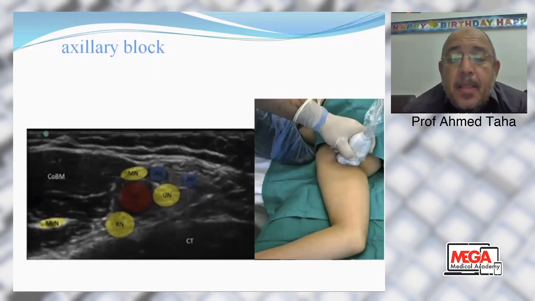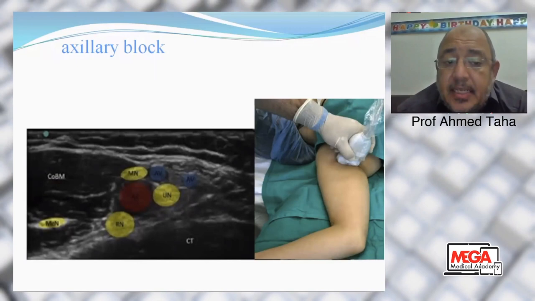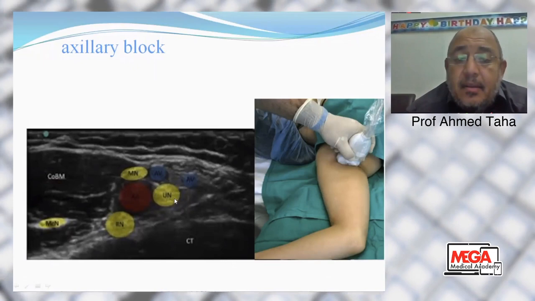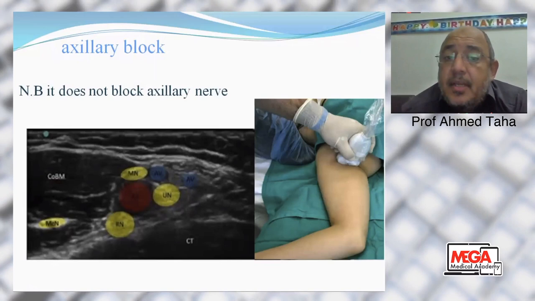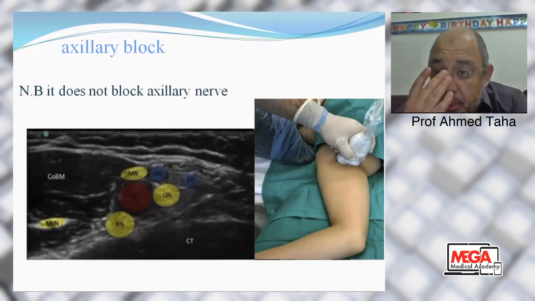Then we'll go to another technique for the brachial plexus, the axillary block. It's a very easy technique, surrounding the branches of the brachial plexus, the median, ulnar, and radial, around the axillary artery, with the musculocutaneous nerve nearby within the coracobrachialis muscle. The axillary nerve, as I told you, is not blocked. It also needs a long duration, so its onset is really delayed.